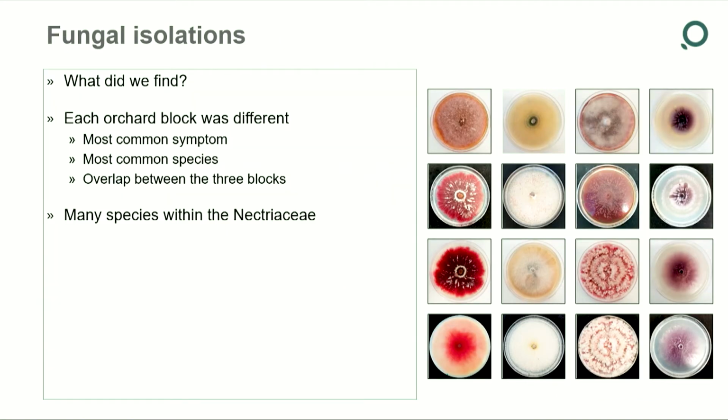Right. Bringing back our samples to the lab, doing the fungal isolations, what did we actually find? We found that not only was each orchard block different in the most common symptom, but also in the most common species that was found in each orchard. There was a lot of overlap between the 3 blocks.